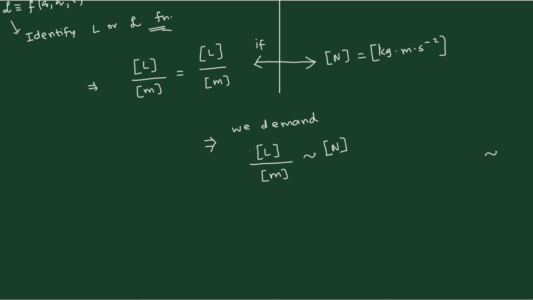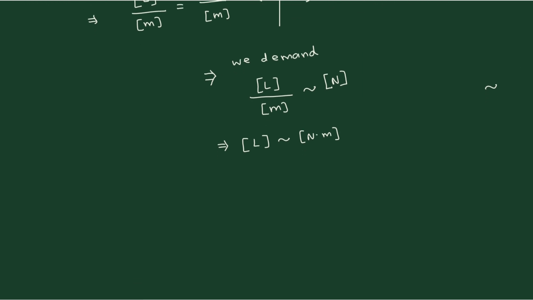So if we demand this condition, then the Euler-Lagrange equation should be in a position to explain Newton's law. That is our demand. Which means that the dimensions of the Lagrangian function should be the same as Newton multiplied by meter, because you simply do a cross multiplication and I get a Newton multiplied by meter.